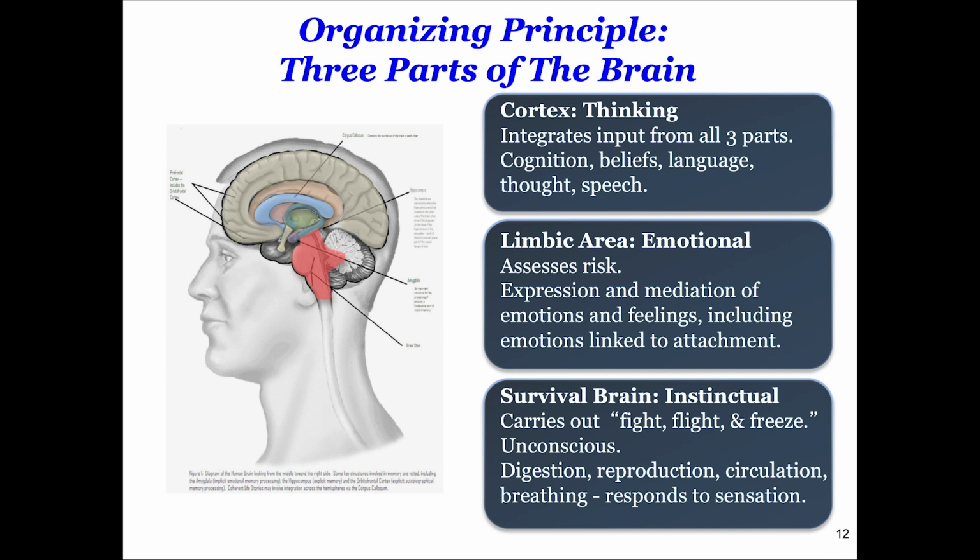And then we talk about the outside of the brain. So the outside of the brain is the cortex. And the cortex is really where our ability to think and engage in rational thought takes place. The challenge is what happens when we have too much activation of the sympathetic response.